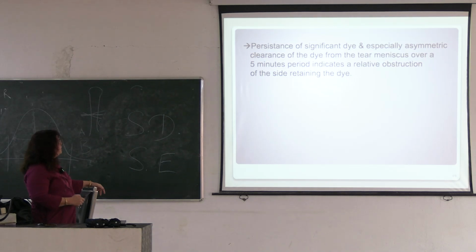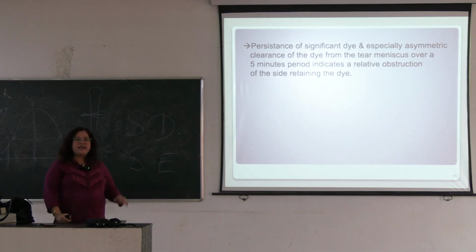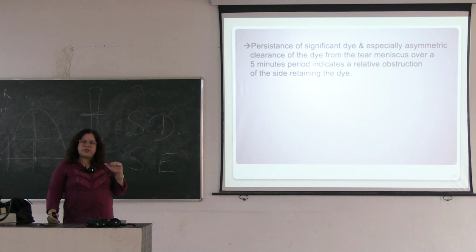Then persistence of significant dye, especially asymmetric clearance of the dye from the tear meniscus over the 5-minute period, indicates relative obstruction of the site. When some part of the fluorescein is present in the conjunctival sac and some part has drained, it means there may be a partial obstruction.